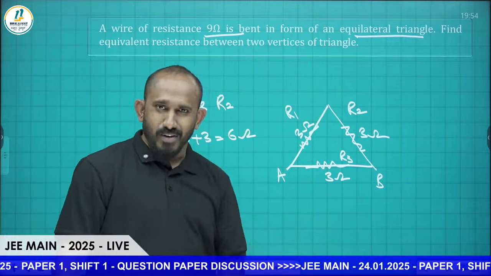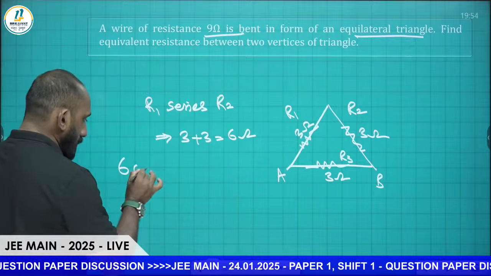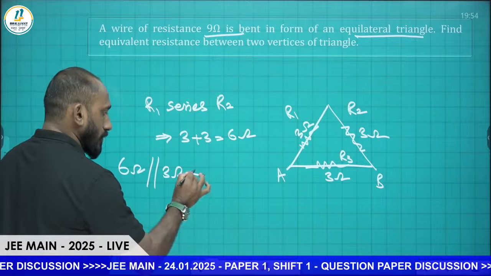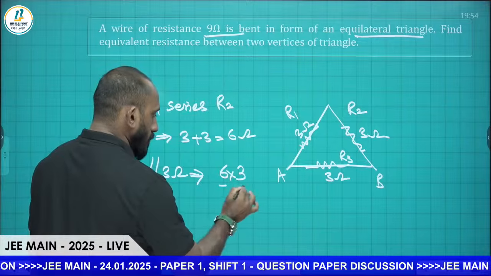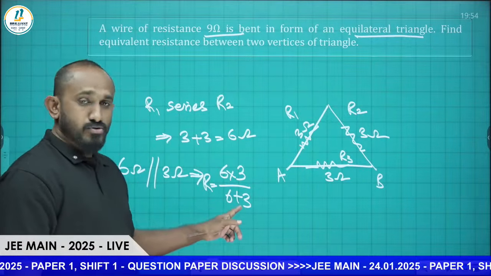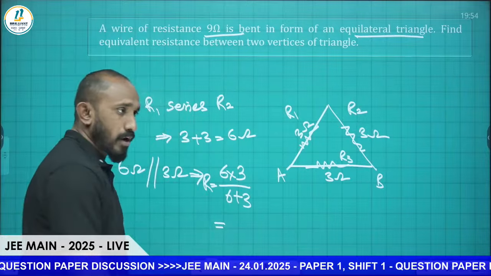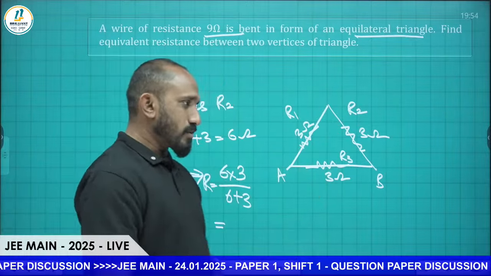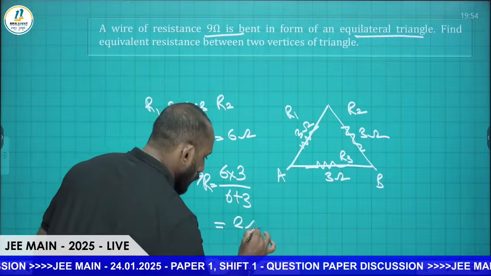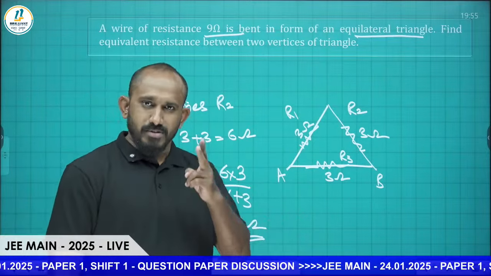Simple. See, it must be done for CBSE board practice also. So that 6 and 3 are in parallel again. So we get 6 into 3 by 6 plus 3 will be the R equivalent. 6 plus 3 is 9. If you cancel it, 3. So final answer will be how much? Yeah, very good. That is 2 ohm. 2 ohm is the correct answer.